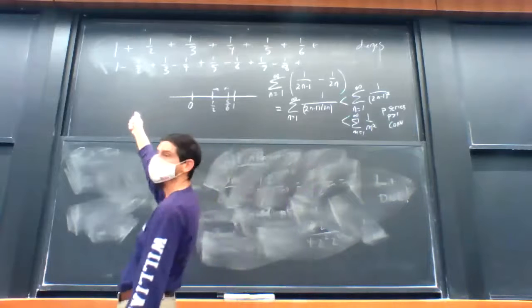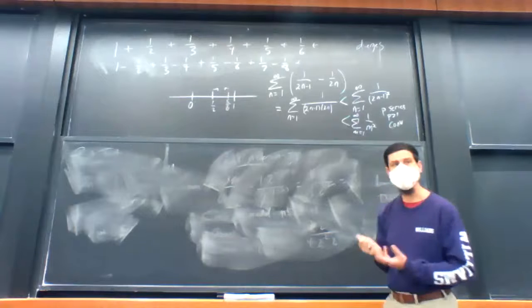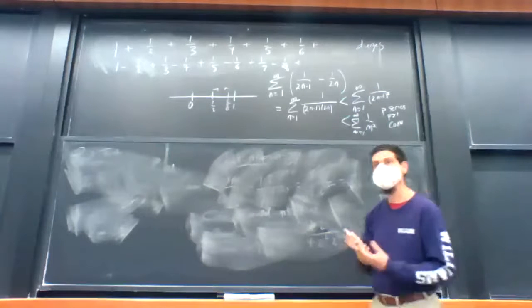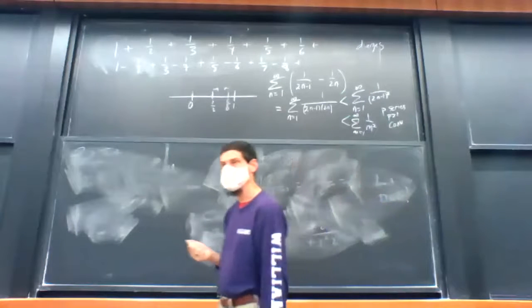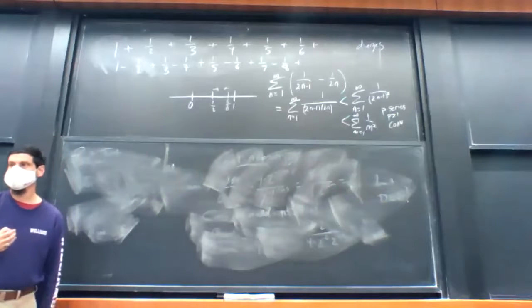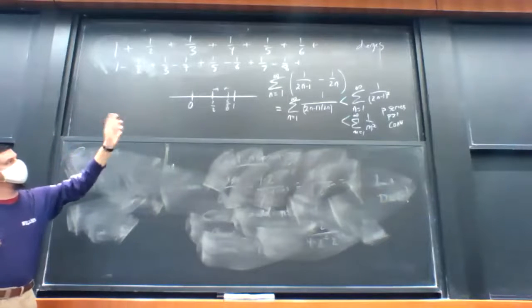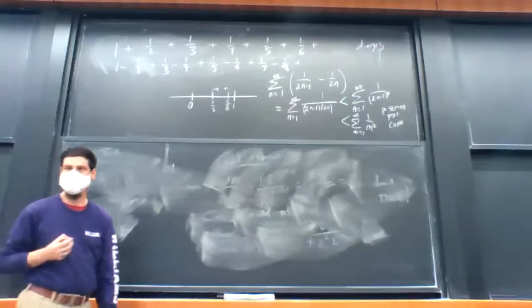No, because the positive terms are always larger than the one immediately after. So if the positive terms had a finite sum, the negative terms would have a finite sum, and that would contradict the sum being infinite. So if I just look at the 1, the 1/3, the 1/5, the 1/7, that sum has to be plus infinity.